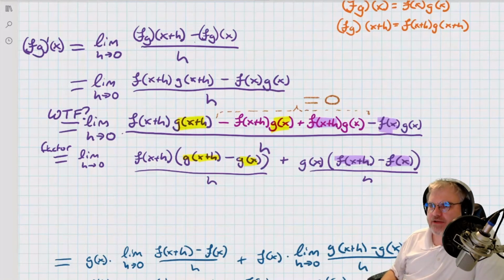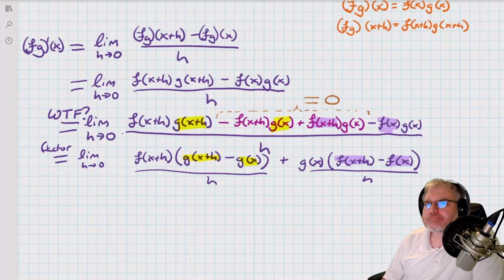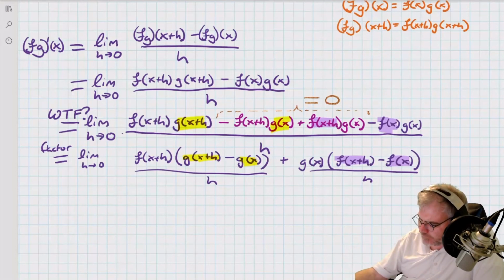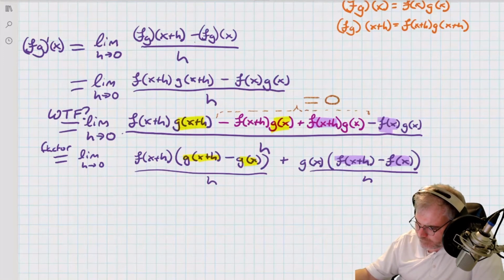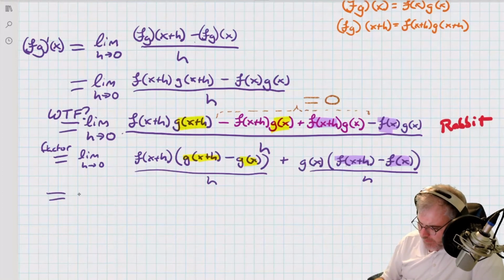How do we feel about that, 1 to 5? That just kind of came from nowhere. As I said, this is a rabbit. All right, well, now that I've done the rabbit, keep going here. I'm going to break this up using the sum law for limits.